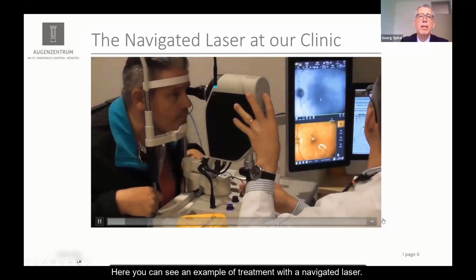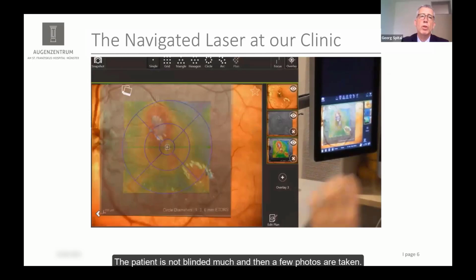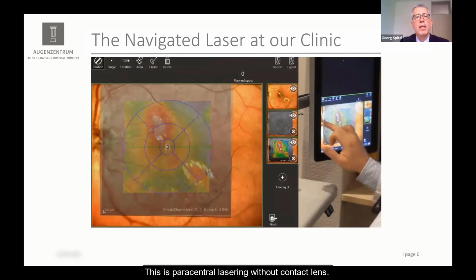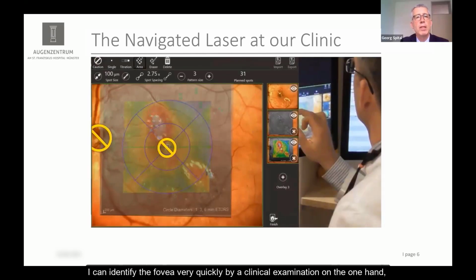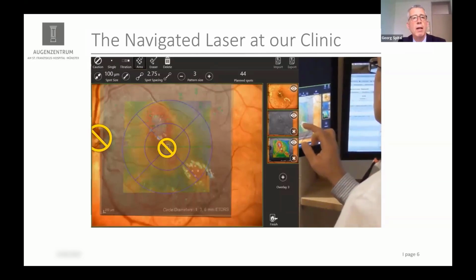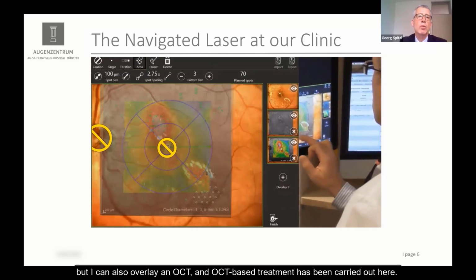Here you can see an example of treatment with a navigated laser. The patient is not blinded much and then a few photos are taken. This is paracentral lasering without contact lens. I can identify the fovea very quickly by a clinical examination on the one hand, but I can also overlay an OCT. An OCT-based treatment has been carried out here.